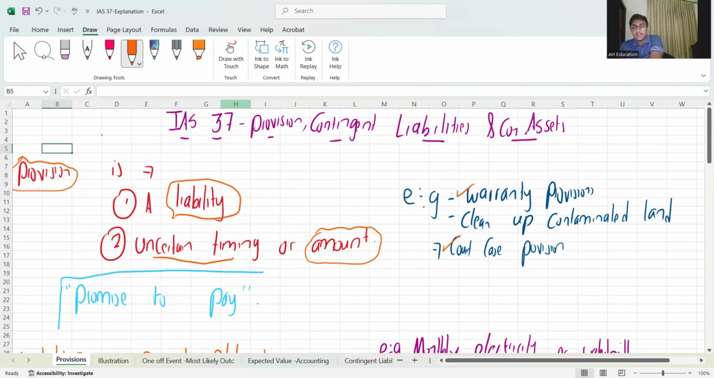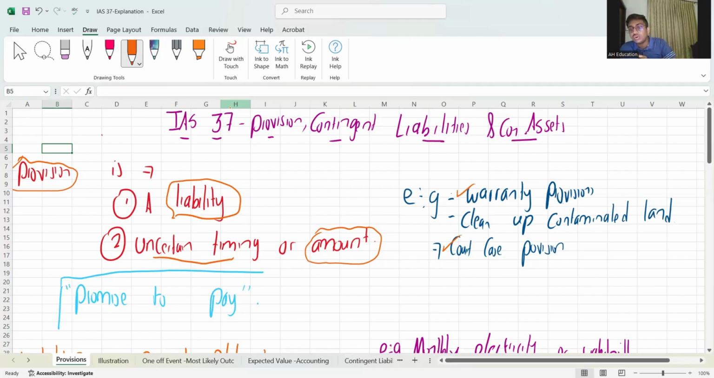Second example I would say is your court case. Say an employee was working for a company. There was an unfair dismissal. We immediately fired him for no fair reason. So he went and lodged a complaint in the courts. Now, you need to recognize a provision, but you don't know what the verdict would be. You don't know whether you are required to pay or not. It all depends on the judgment.